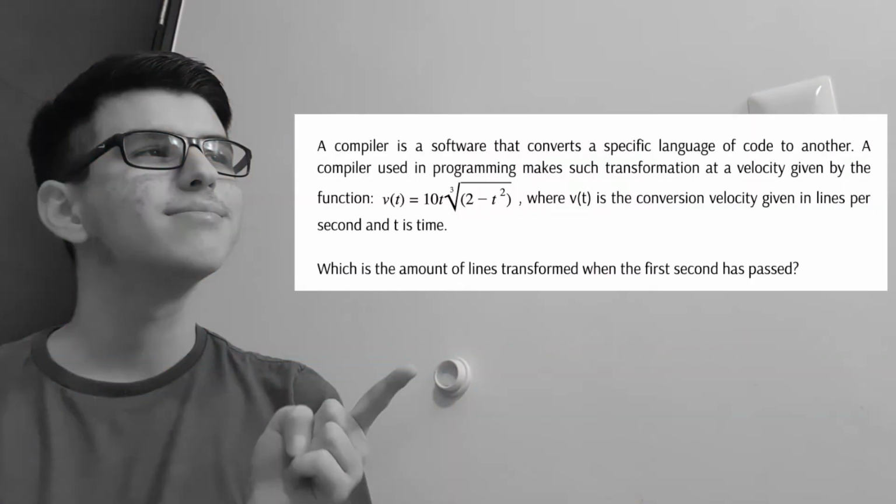This is the problem that was given. A compiler is a software that converts a specific language of code to another. A compiler used in programming makes such transformation at a velocity given by the function v(t) = 10t cubic root of 2 minus t squared, where the function is the conversion velocity given in lines per second and t is time, which is the amount of lines transformed when the first second has passed.